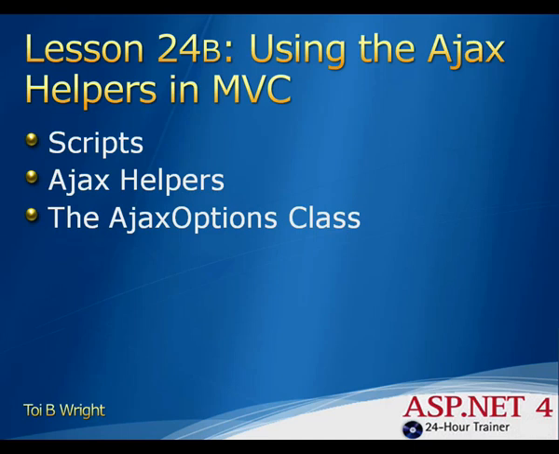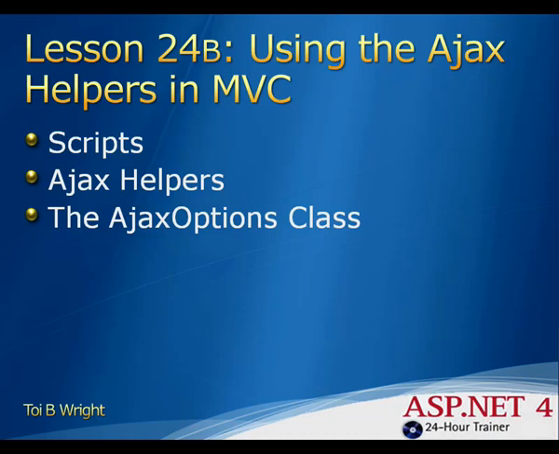Welcome to Lesson 24B, using the AJAX helpers in MVC. When a typical ASP.NET page needs to be refreshed from the server, it triggers a complete page refresh. The result is a slight delay and a flicker of the page. Wouldn't it be great if your page had the ability to submit only the section that needed to be updated, and it subsequently only needed to refresh that section?